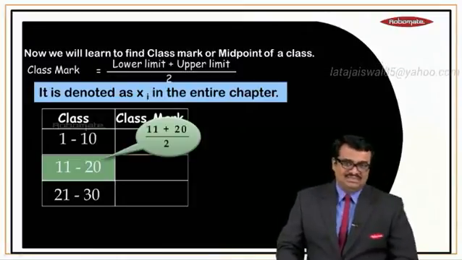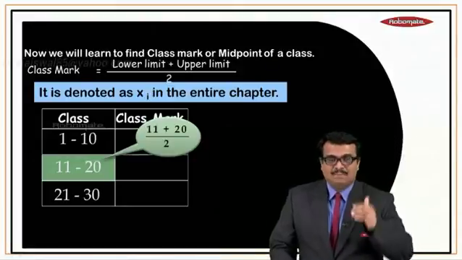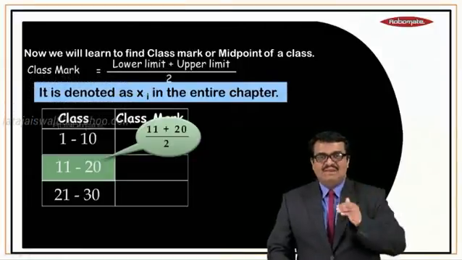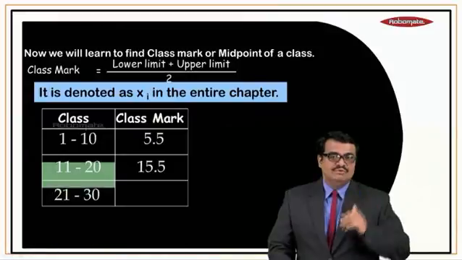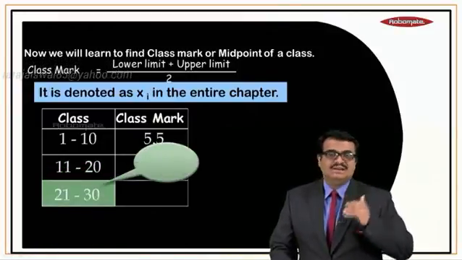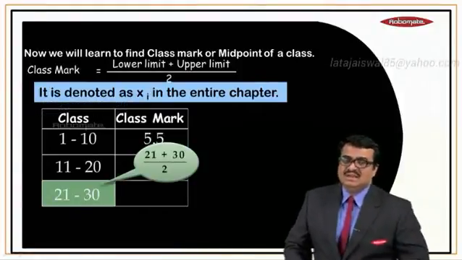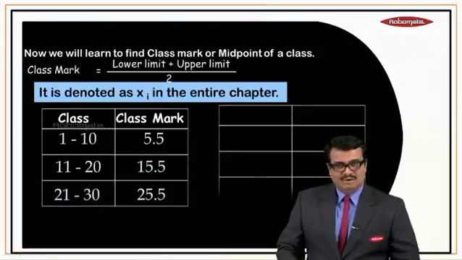Similarly, the second class is 11 to 20. How will you find the class mark? Lower limit plus upper limit upon 2. The lower limit is 11, upper limit is 20. 11 plus 20 is 31, and 31 upon 2 will give you 15.5. Similarly for the third class, 21 to 30, lower limit plus upper limit upon 2, that is 21 plus 30 upon 2, which is 51 upon 2, and that will give you 25.5.